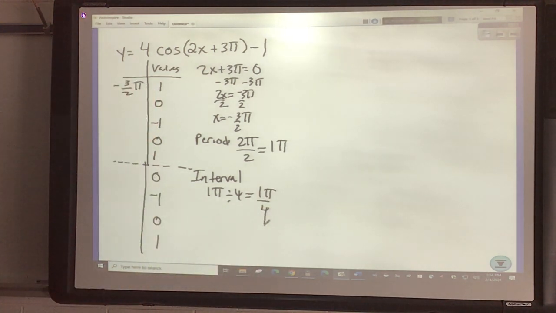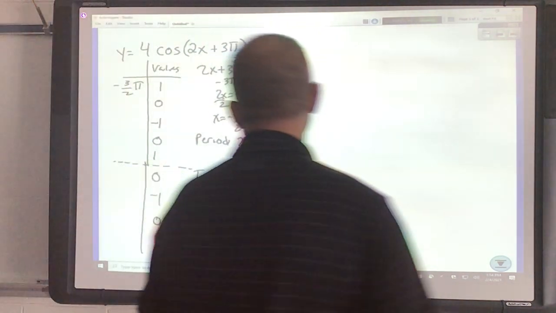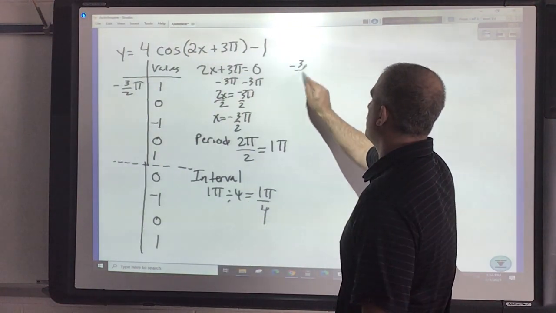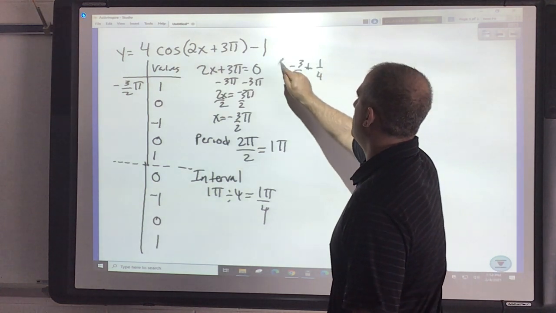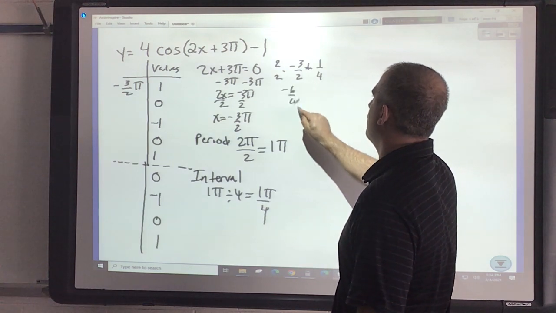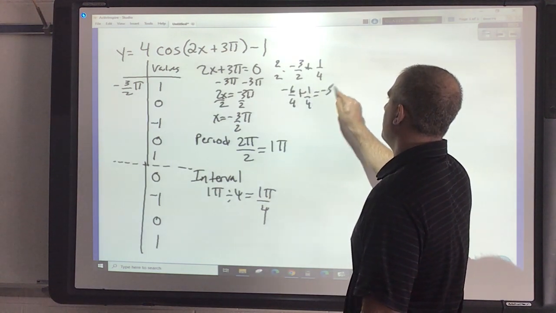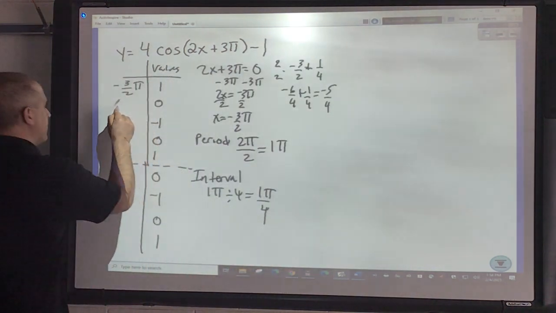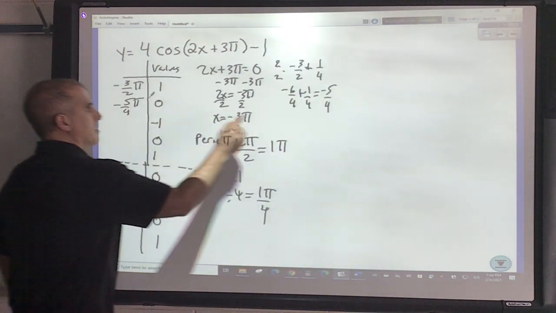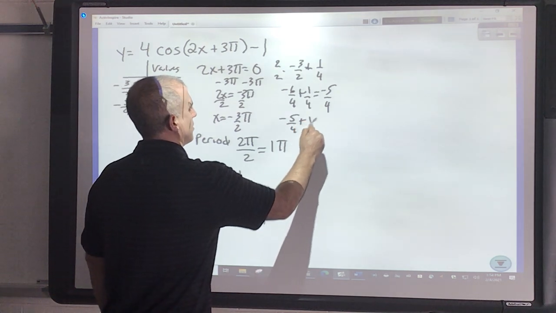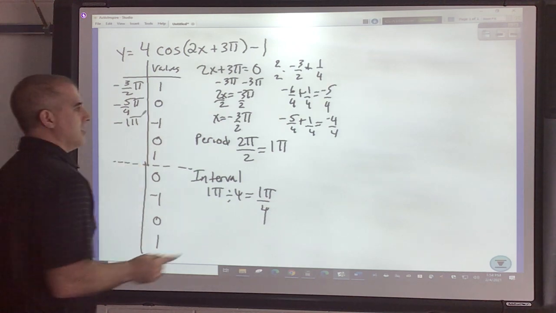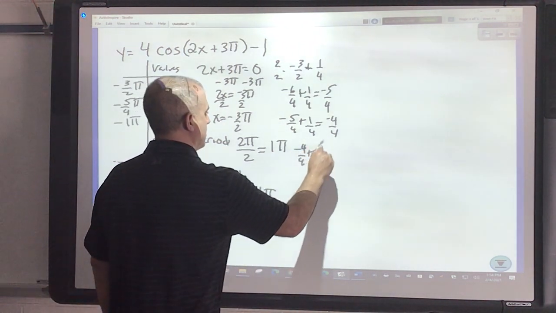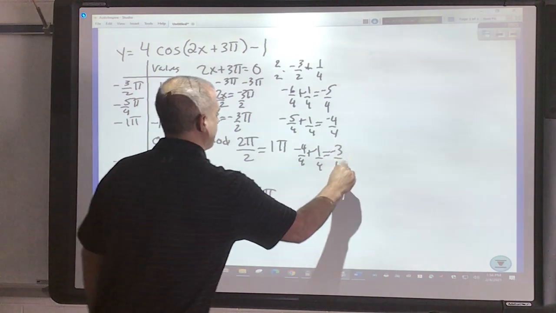All right, so now I want to do my fraction adds. I'm going to start with negative 3 over 2, and I'm going to add 1/4. Let's get a common denominator. I would multiply by 2 over 2, which is negative 6 over 4, plus 1/4 would be negative 5/4. So next would be negative 5/4 pi, and adding a fourth would be negative 4 over 4, which would give me negative 1 pi. Then negative 4 over 4, add a fourth, gives me negative 3/4 pi.